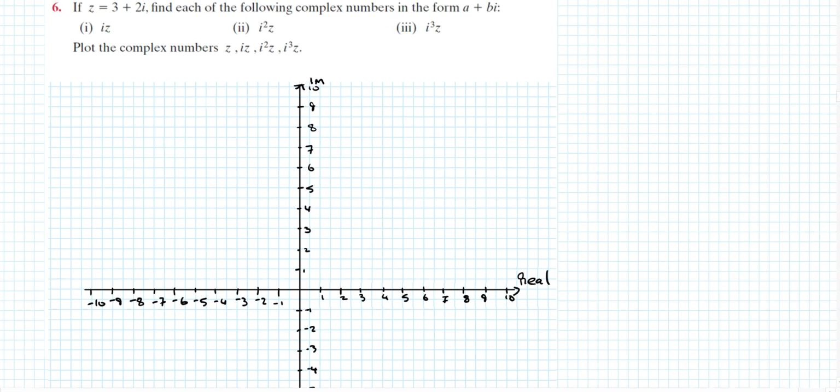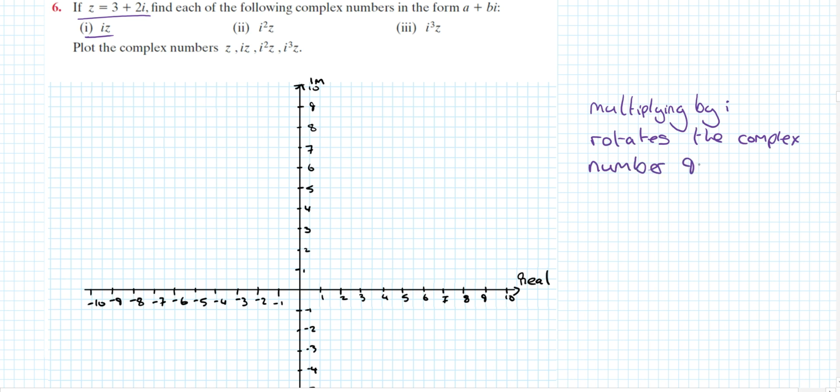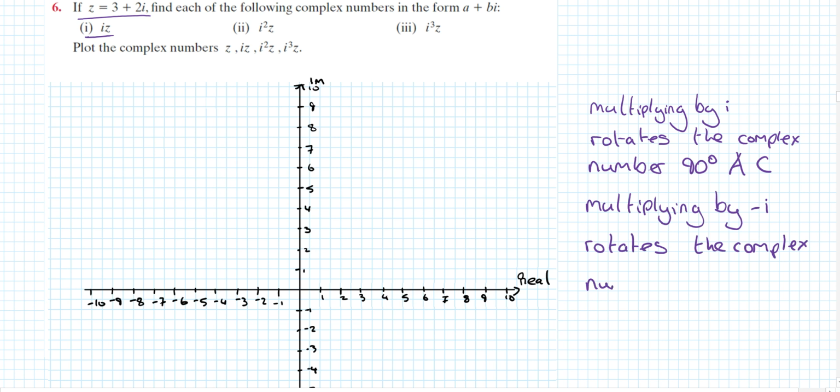Okay, two more little things to worry about. If we're multiplying by i, multiplying by i rotates the complex number 90° anti-clockwise, and multiplying by minus i rotates the complex number 90° clockwise. Okay, and I'll show you what happens with that.